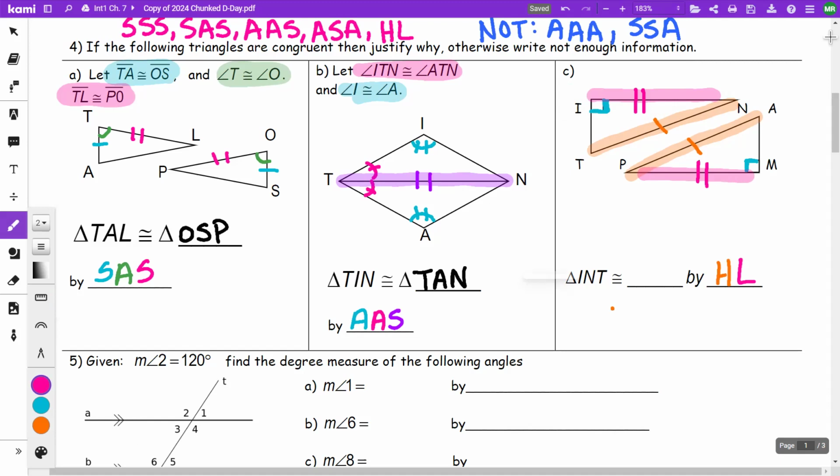Now, what goes with angle I in the other triangle? In this case, they didn't draw the triangle, so I'm going to draw the triangle. What goes with angle I is angle M. What goes with angle N is angle P. What goes with angle T is angle A.